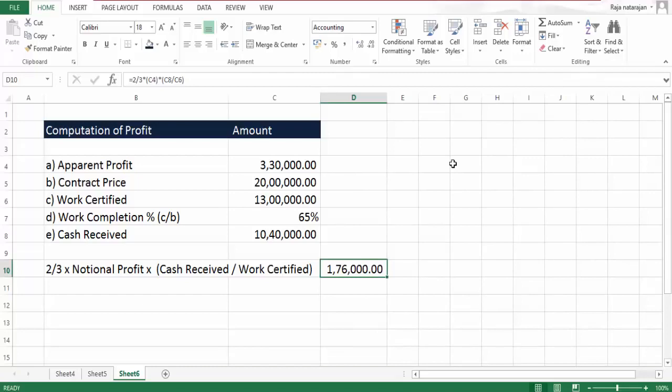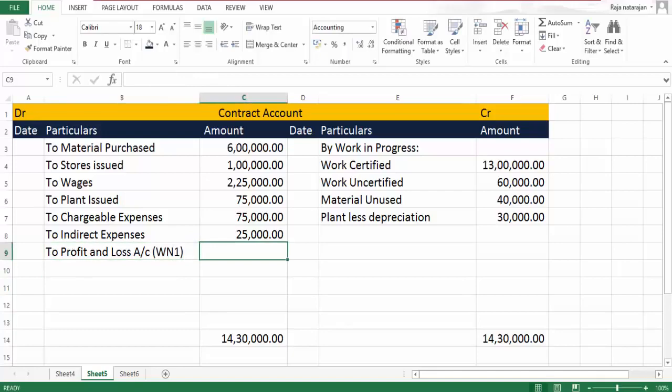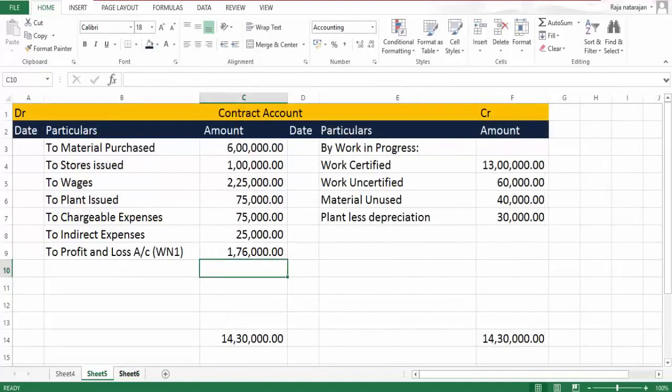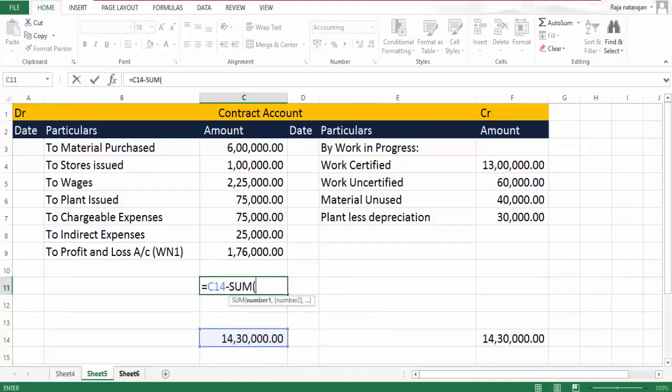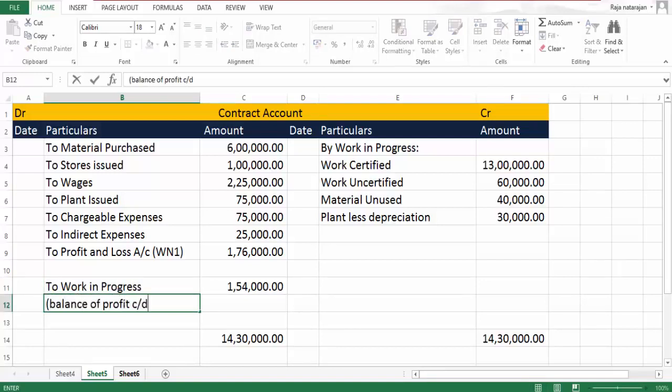So let me go to the profit and loss account. Here I'll say, to profit and loss account, picked up from working note 1. The value is 1,76,000. But we know the profit was 3,30,000, which means there is going to be a balancing figure. Let me calculate: 14,30,000 minus the sum of these items, and we get 1,54,000. So this will say, to work in progress, which is basically the balance of profit carried on.